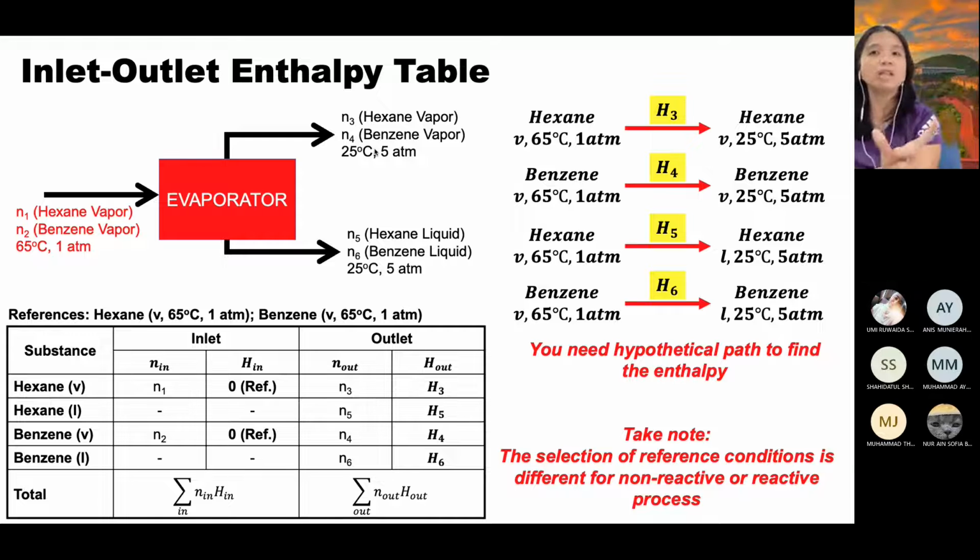Now, next one. We have to do it from the reference condition to my bottom product. Then, separate benzene and hexane. So first, for hexane, from the reference condition, hexane vapor at 65 Celsius and 1 atm, to my hexane bottom product, hexane liquid at 25 Celsius and 5 atm. So now for H5 there is a change of phase, change of temperature, change of pressure. So this one is H5.